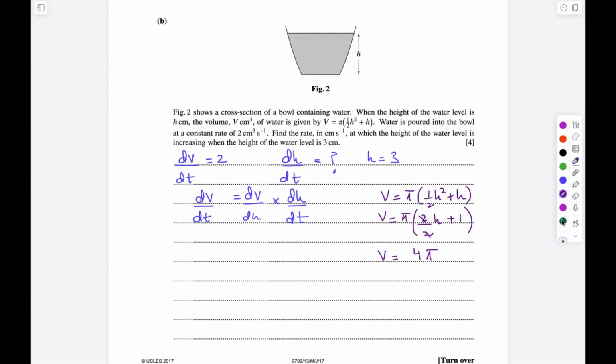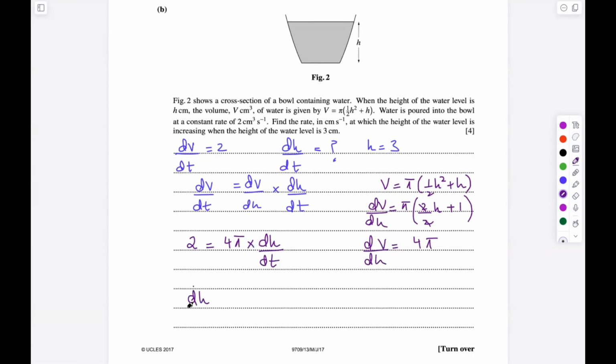Now, once we have the value of dV/dh, the value of dV/dh is 4π, and the value of dV/dt is 2. So this will be 2 = 4π × dh/dt. So dh/dt will be equal to 2 divided by 4π. Simplifying this, the final answer will become 1/(2π).